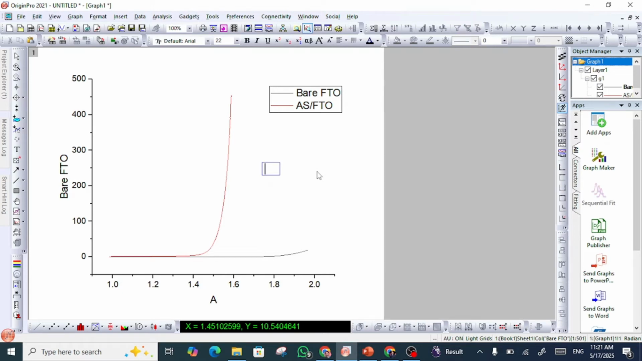So I will write here the overpotential at current density of 10 milliampere would be 1.45 minus, we have to subtract 1.23 volt, and it would come out to be approximately 0.22, and if I multiply it by 1000 to convert into millivolt, it would be 220 millivolt.